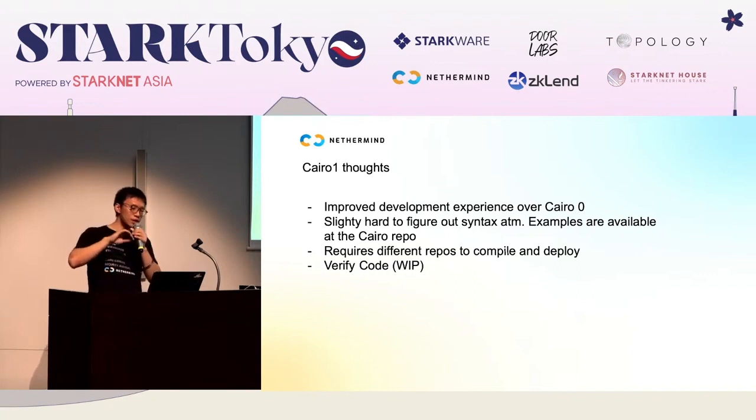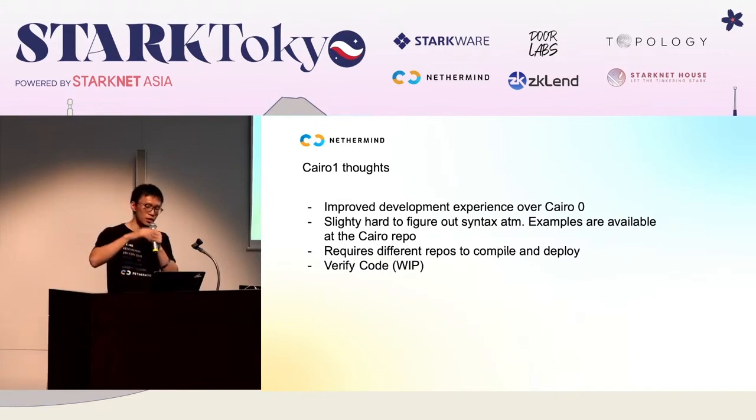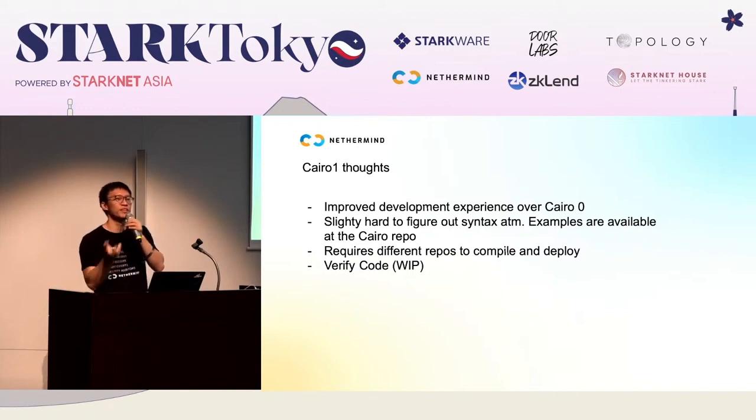So it's still slightly hard to figure out some syntax at the moment, but I heavily rely on the examples on the Cairo repo. They have this example folder that has everything over there. So if you forget your syntax, just search over there, or if you do not know what to import, that is where you refer. Like for example, those import Zeroable things, how do I know?